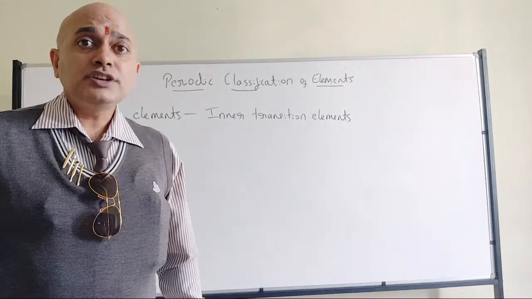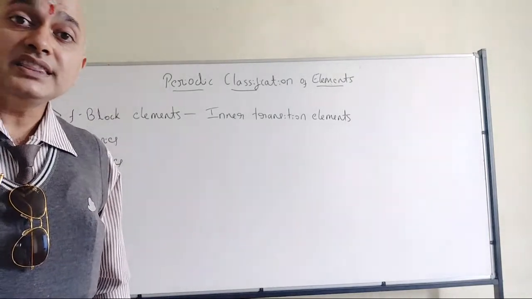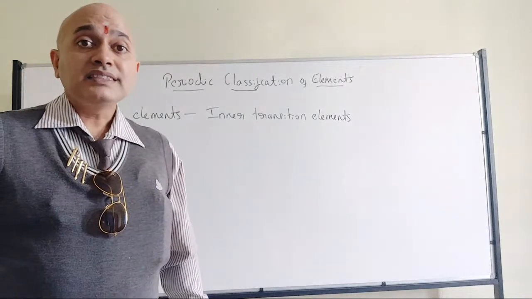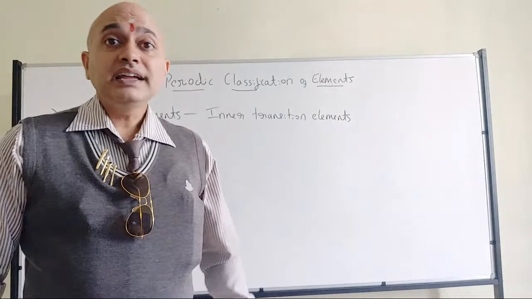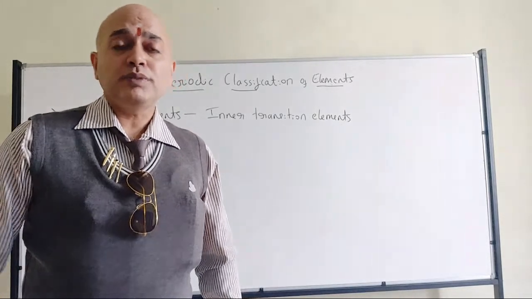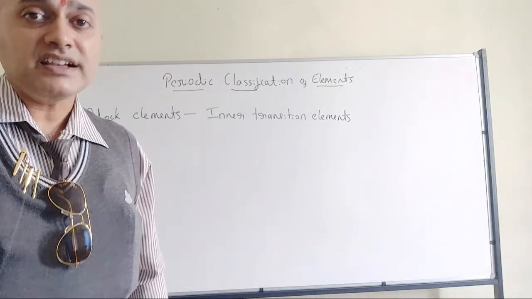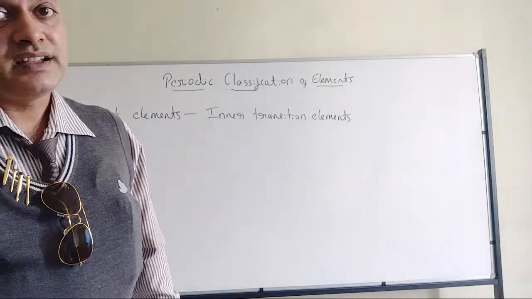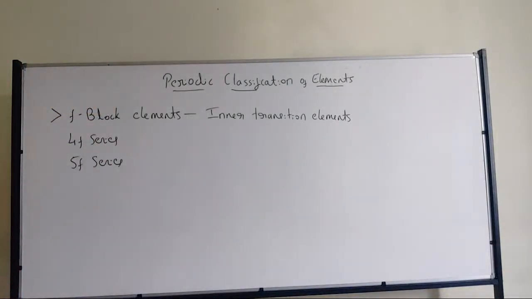Now, D block is called transition, right? But here it is inner transition because there it was n-1 D, but here it is n-2, much more inner. That's why it is called inner transition elements. Okay? Yes, even we were talking about atomic size. I will come to that.